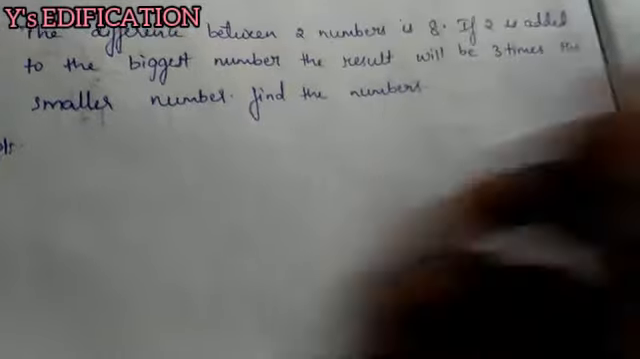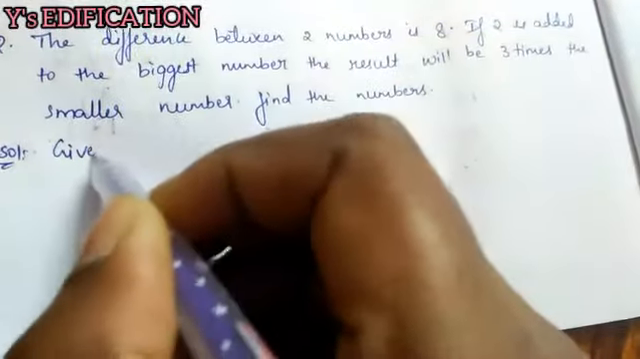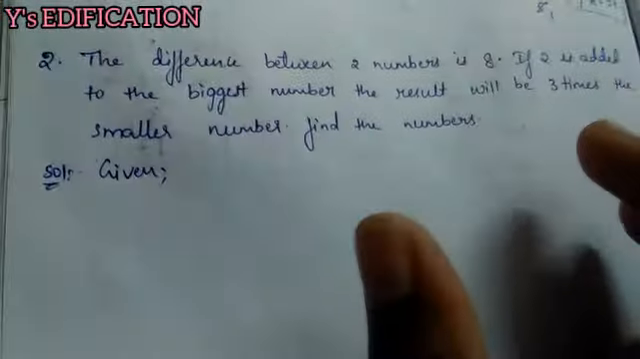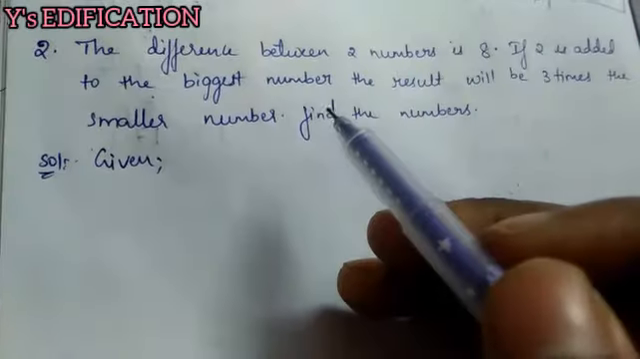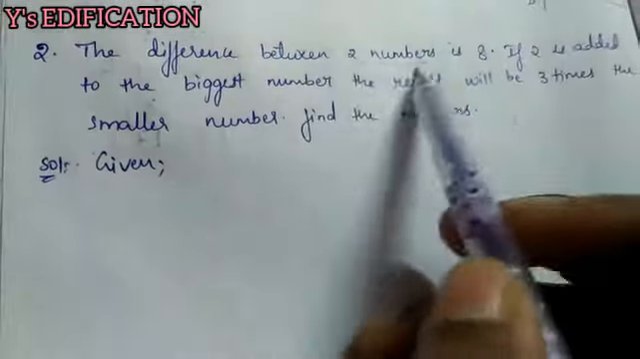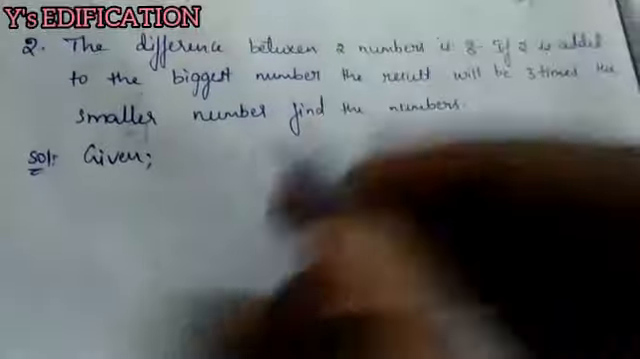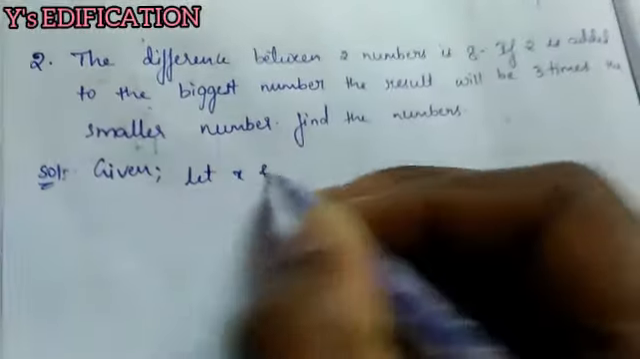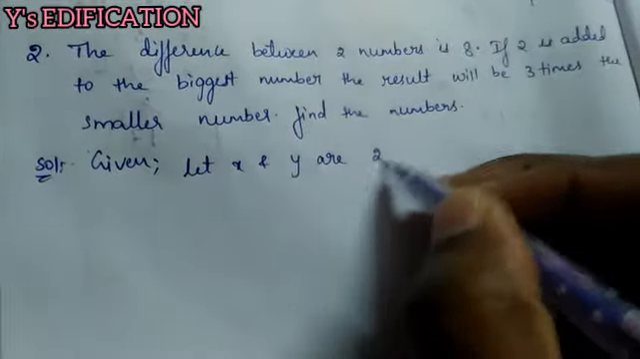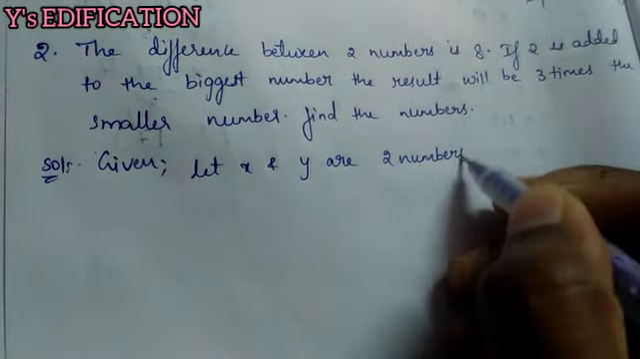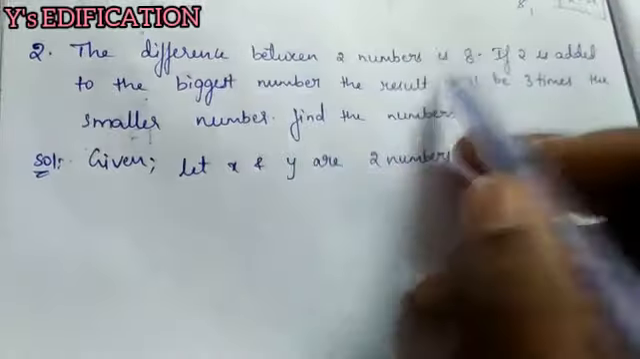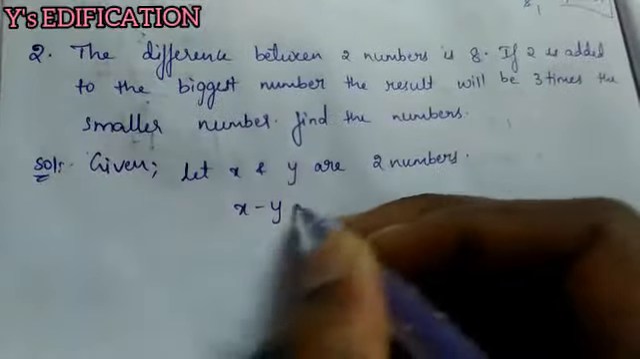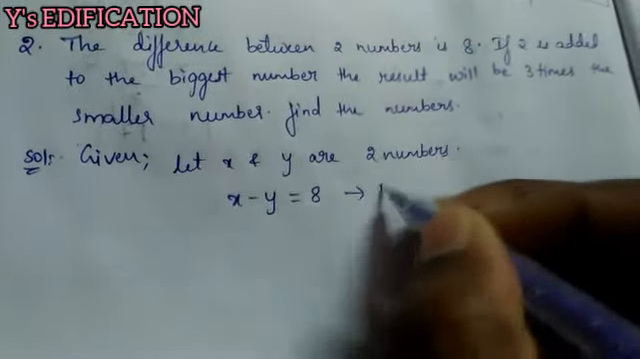As I mention every time in my classes, whatever the question is, first we have to write the given data. The difference between two numbers is 8. We don't know the two numbers, but they gave the difference is 8. So we have to assume the two numbers. Let x and y be two numbers. So what they gave, the difference between two numbers is 8. That means x minus y is equal to 8. Let it be equation number 1.